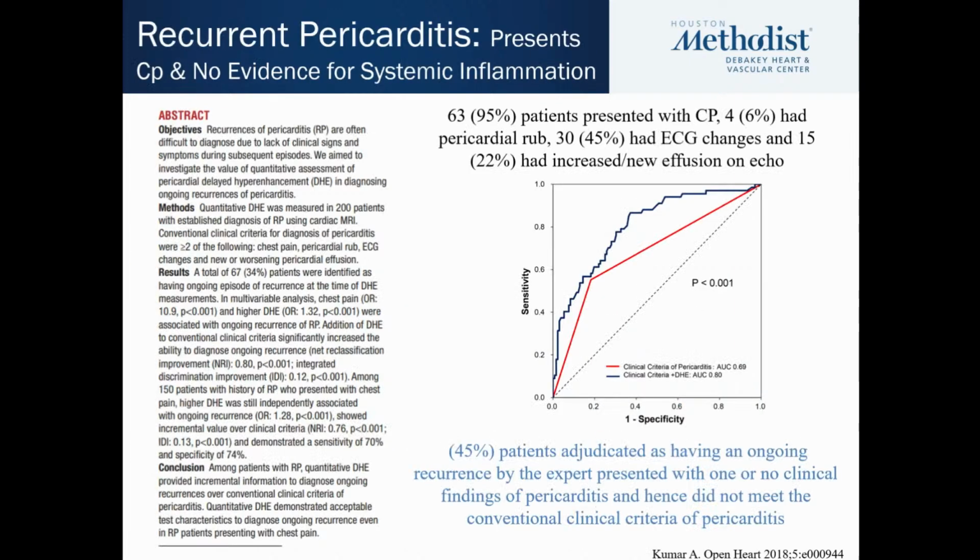Now, the other reason is that slide I showed you with the 2 out of 4 criteria that you need, that is acute pericarditis. The problem is, as we all know, that once you have an episode of acute pericarditis, 1/3 are going to have recurrent pericarditis. And of those 1/3 who have recurrent pericarditis, 50% will have multiple episodes of pericarditis.